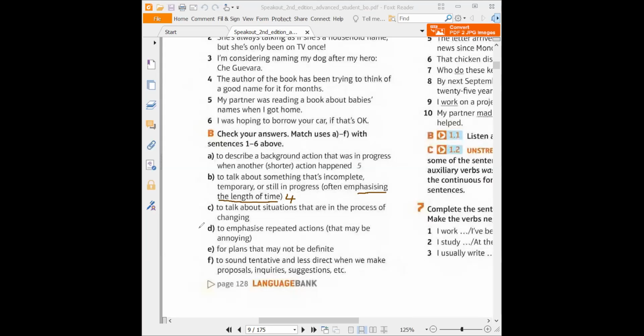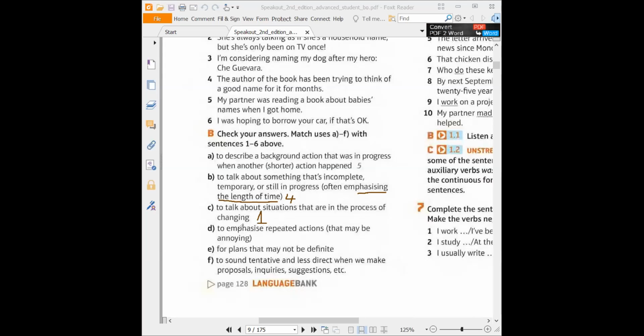Yes. Go ahead, you can take it. Okay, to talk about situations that are in the process of changing. I guess this is number 3. I'm considering naming my dog after my hero. I think this is number 1. This is number 1. Okay.